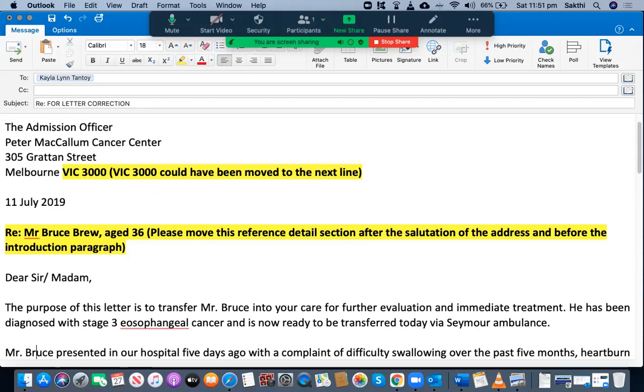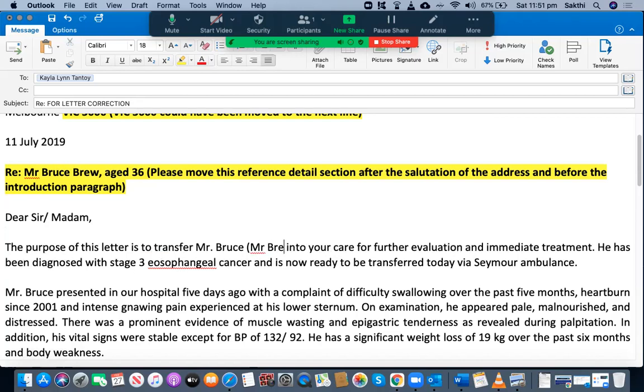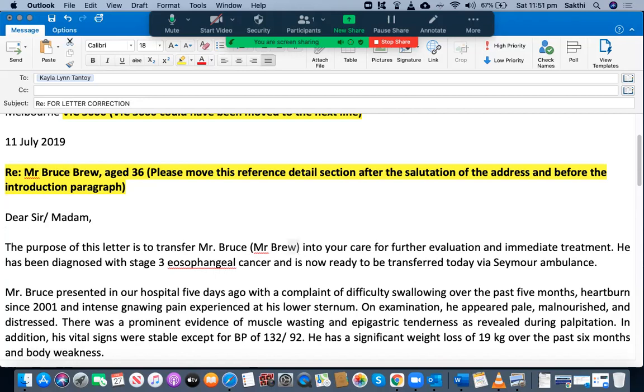Dear sir/madam, that's good. The purpose of this letter is to transfer Mr. Bruce into your care. Let's go through this. It's Bruce Brew. So the patient is an adult, and as a result, you have to use only the surname, not the first name. This is wrong. So Mr. Brew, that's what you have to write. The purpose of this letter is to transfer Mr. Brew into your care for further evaluation and immediate treatment.